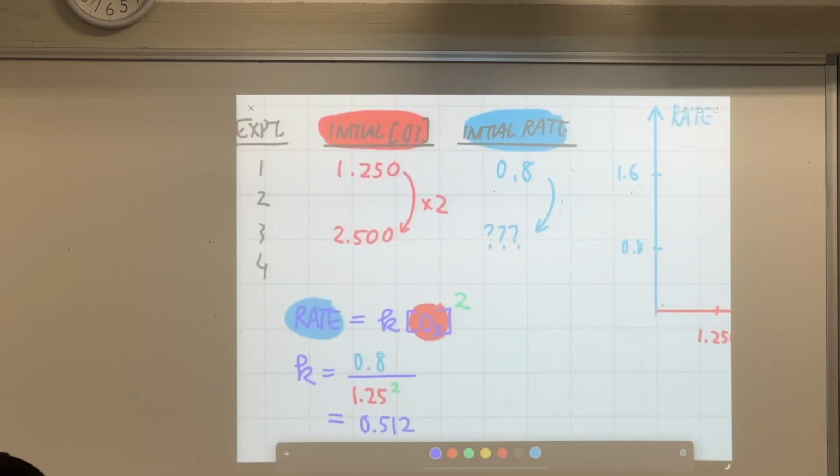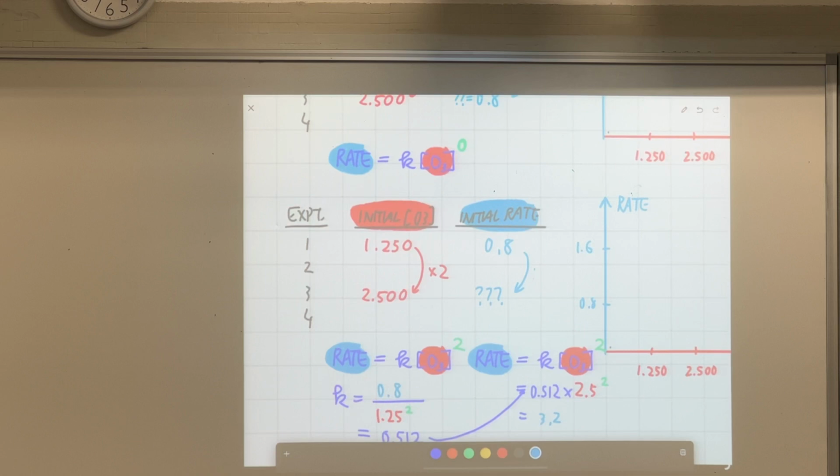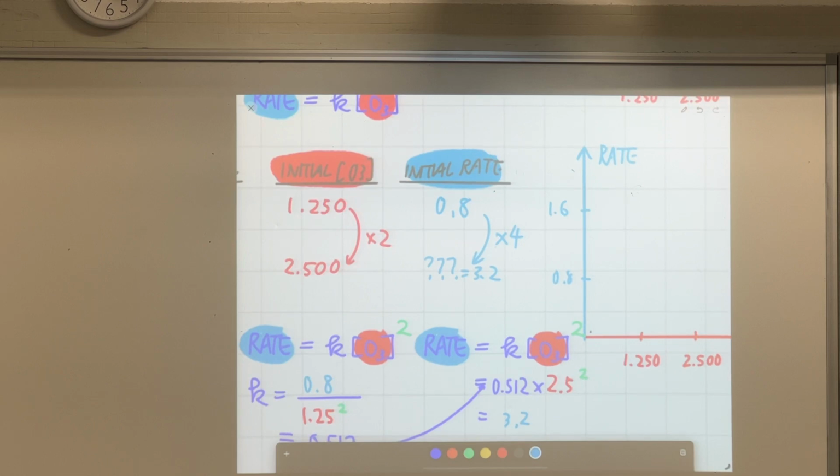Now, in order to solve for this unknown, we plug this in. So rate is equal to K times ozone squared, so you put the K back in. So you have 0.512 times 2.5 squared. So what is the value? 3.2. Okay, so let me write that in. So 3.2. That means the rate has quadrupled. From 0.8 to 3.2, you know it's quadruple.